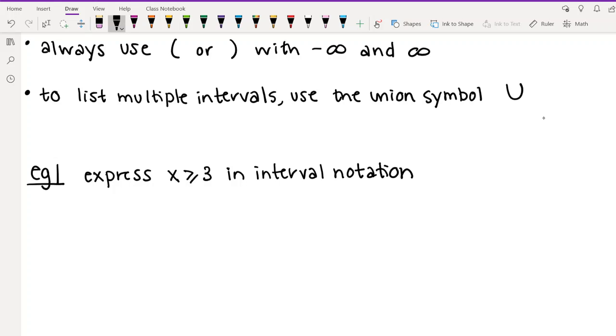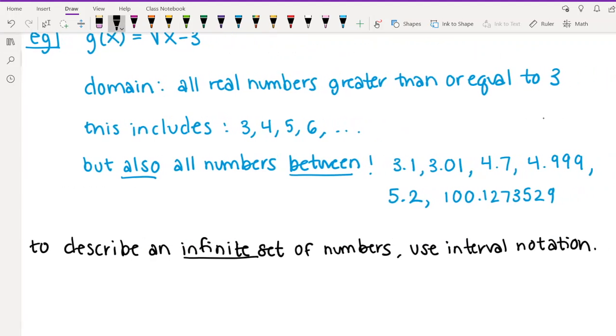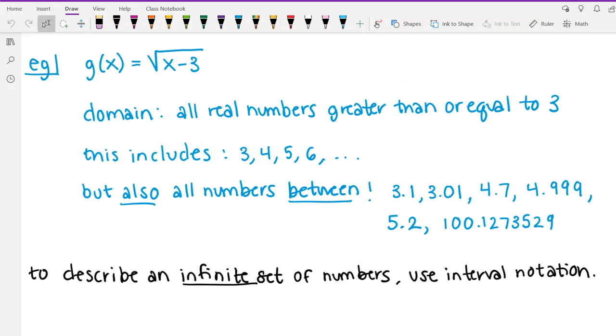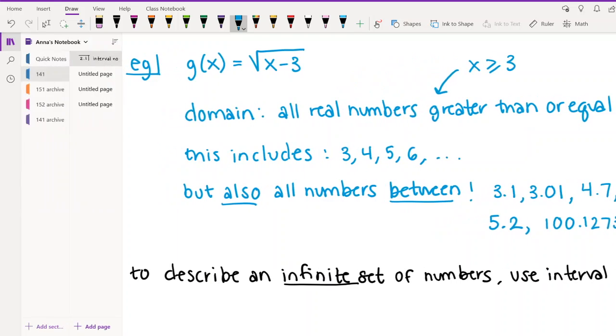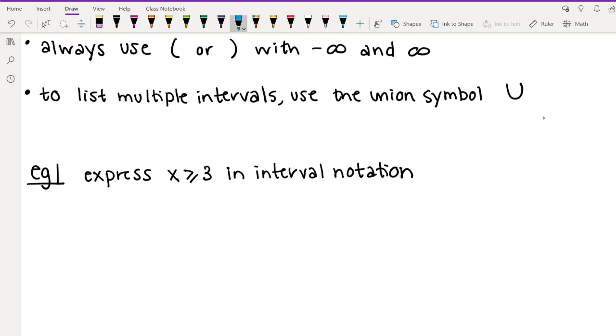So the reason I picked this example is because we actually saw this already, right? This was the domain for our function g of x. We said the domain was all real numbers greater than or equal to 3. Another way of writing that would be saying x is greater than or equal to 3, right? If we're saying x can be any real number greater than or equal to 3, that's exactly how you would write that as an inequality. And so if I asked you to write your answer for the domain in interval notation, that's where this table that we just made comes in.